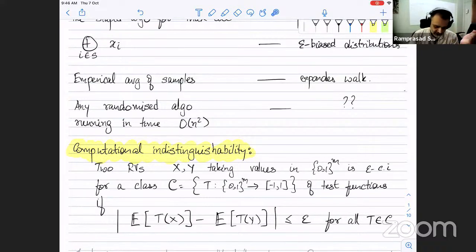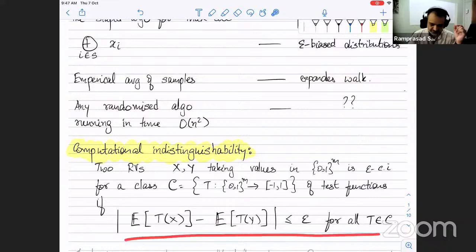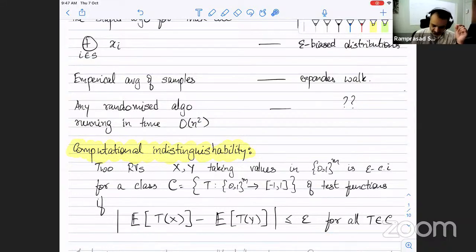Okay, and we will say that two distributions x and y, which are supported on the same sample space, are epsilon computationally indistinguishable for this specific class if the following property holds, which is, if you pick any test function from your class, its expected behavior on the distribution x must not really differ from the expected behavior on the distribution y. And I want the absolute value of this difference to be at most epsilon. Okay, so that is what we mean by computational indistinguishability.